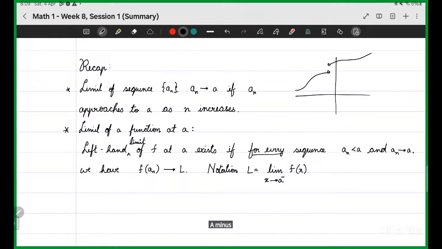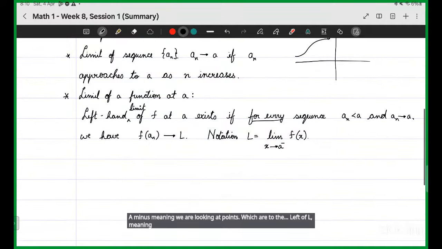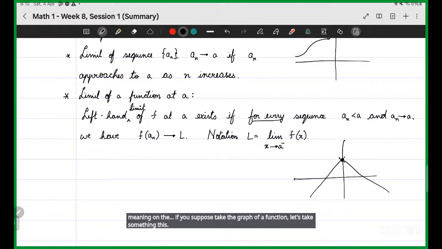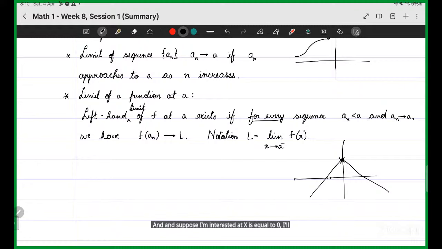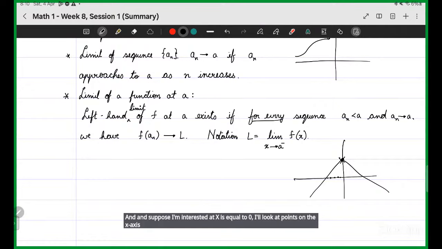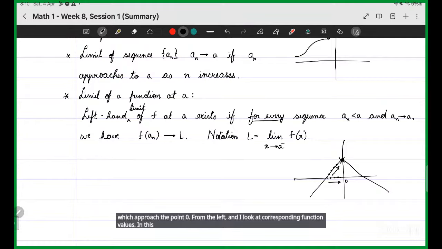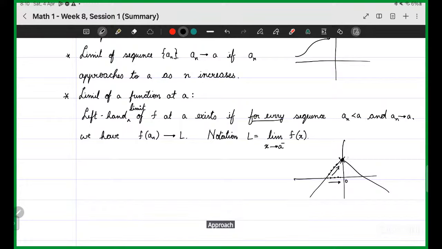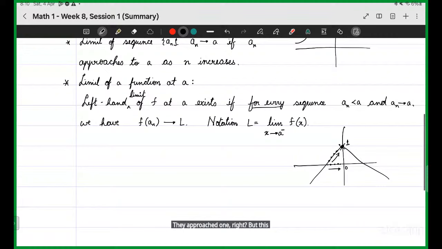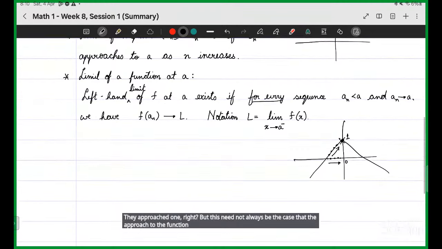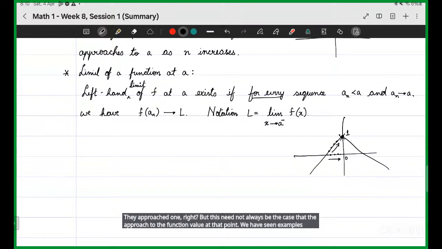A minus meaning we are looking at points which are to the left of a. Suppose you take the graph of a function, and suppose I'm interested at x equal to 0, I look at sequences on the x-axis which approach the point 0 from the left, and I look at corresponding function values. In this case, they happen to approach, suppose this is at height 1, they approach 1, right? But this need not always be the case that they approach the function value at that point. We have seen examples like the floor function.